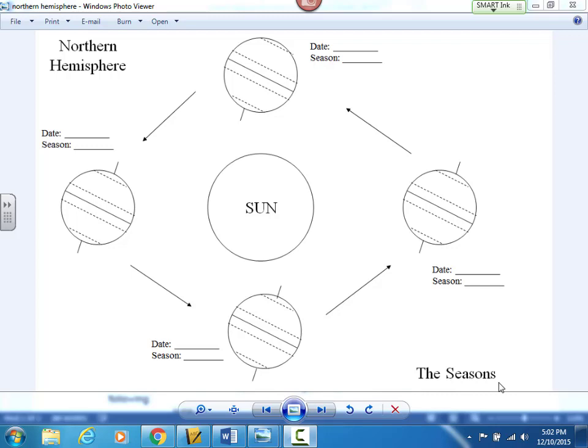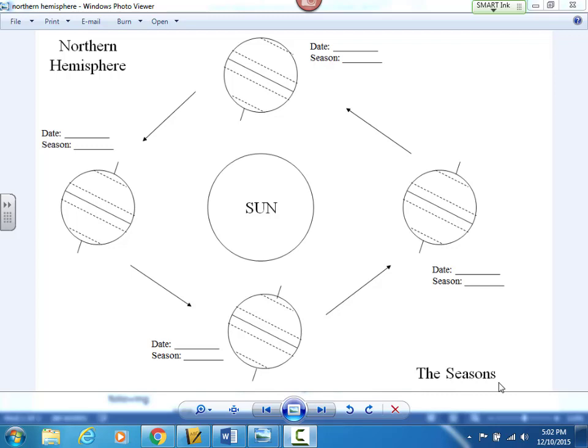You should have one colored pencil, preferably a yellow or an orange. Unfortunately, I only have red on the smartboard, so that is what I will be using today. Let's start with the picture for the Northern Hemisphere. The directions say label the following things on each globe of the Northern Hemisphere diagram. First, it says to label the equator.